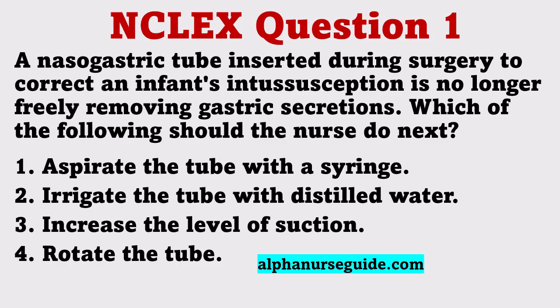The correct answer is 1. The first action is to check the placement of the tube to ensure that it is in the correct position. To check tube position, the nurse should aspirate the tube with a syringe. A return of gastric contents indicates that the end of the tube is in the stomach. Another method is to inject a small amount of air while auscultating with a stethoscope over the epigastric area. The tube is irrigated with normal saline, not distilled water, and only after the position of the tube is confirmed. The suction level should not be increased, because doing so could damage the mucosa. Rotating the tube could irritate or traumatize the nasal mucosa.